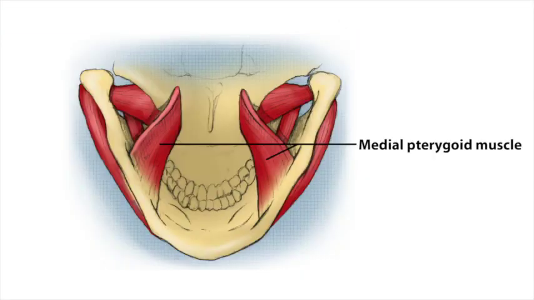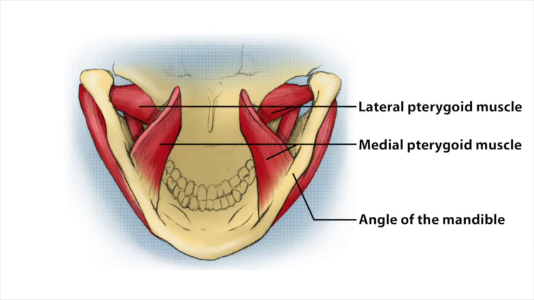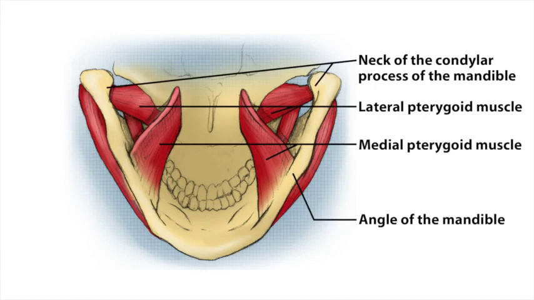The medial pterygoid muscle runs inferolaterally to insert on the medial side of the angle of the mandible, inferior to the mandibular foramen. The inferior head of the lateral pterygoid inserts on the neck of the condylar process of the mandible, while the superior head of the lateral pterygoid inserts on the capsule and articular disc of the temporomandibular joint, which will be discussed now.